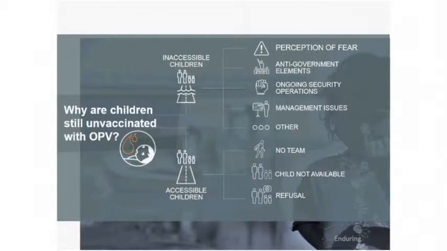And finally, there is the direct refusal. You can get to the household, you can get to the family, but the parents say, no, not my child, not today. So there are reasons why, again, in the enduring outbreak, we're trying to understand better why it's not happening, and then to figure out strategies to respond to it directly.